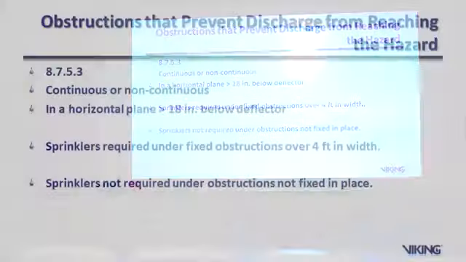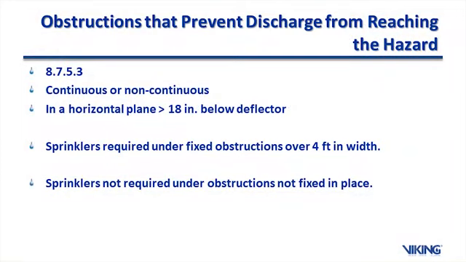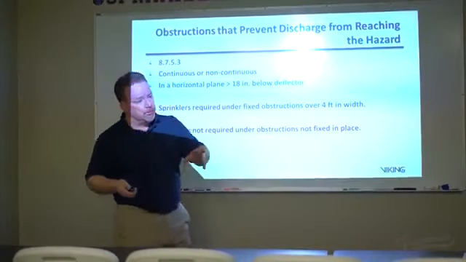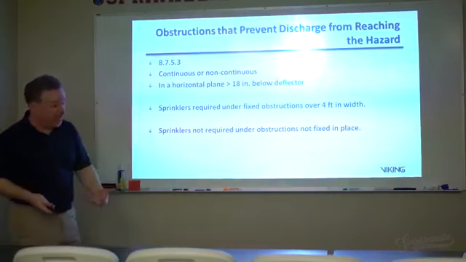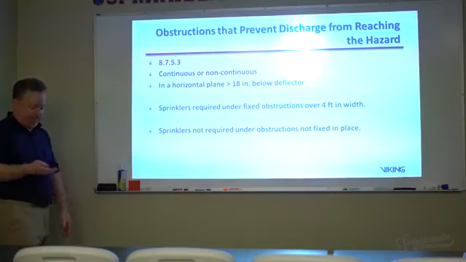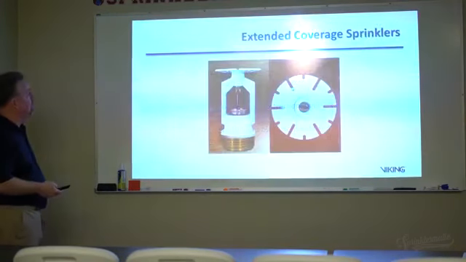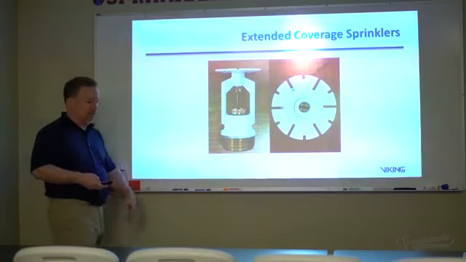Okay, obstructions that prevent discharge from reaching the hazard, continuous or non-continuous, in a horizontal plane greater than 18 inches below the deflector. Sprinklers are required under fixed obstructions greater than 4 feet in width. And sprinklers are not required under obstructions that are not fixed in place. So if I have a boardroom table, that's not considered fixed in place. It might be greater than 4 feet in width, but I don't have to put a sprinkler underneath that. Thank God.